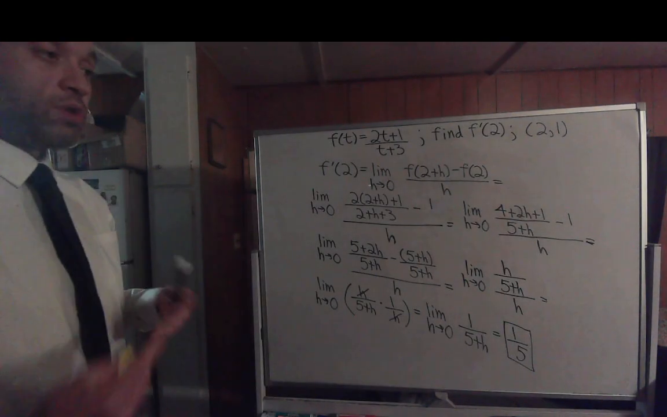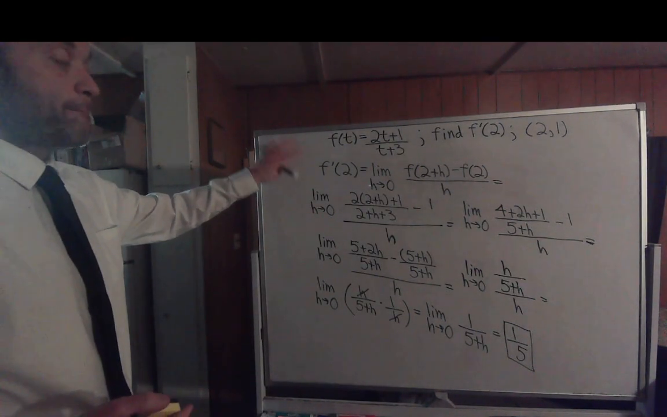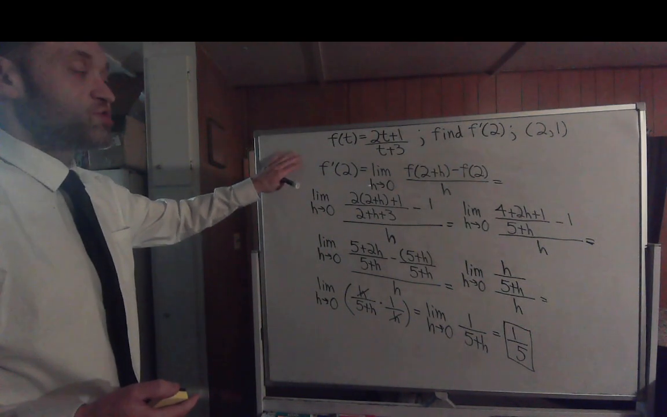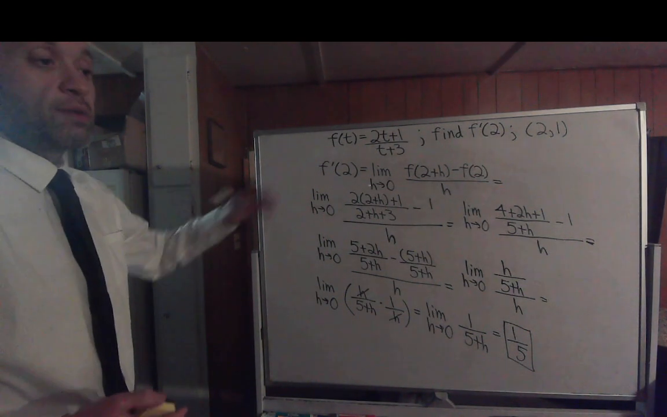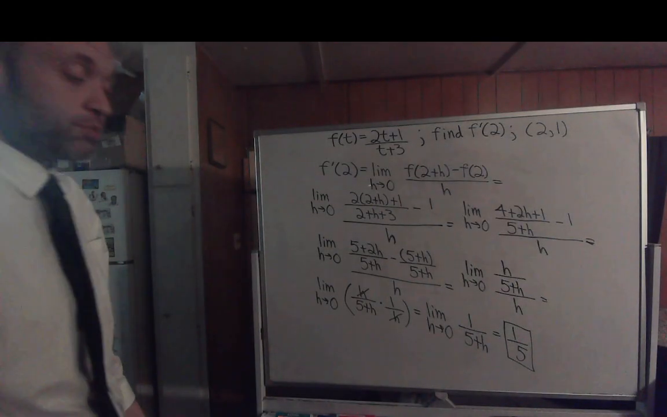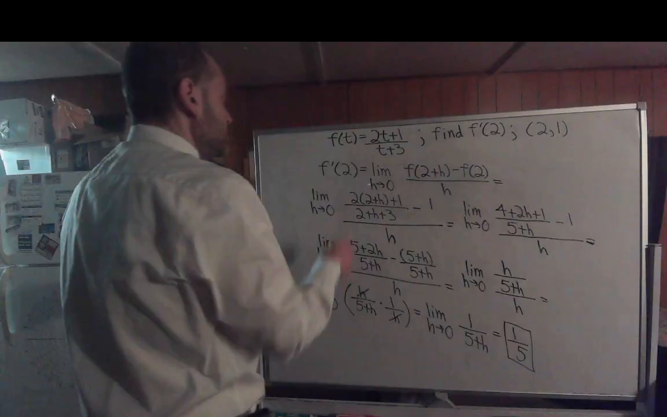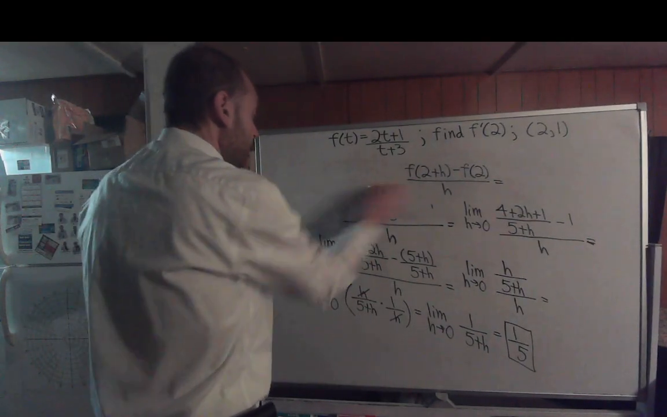Let's do another one with finding the instantaneous rate of change or the derivative at a point, and then we'll do a couple of practical examples. So we're going to do a radical function this time. It's going to be real fun.